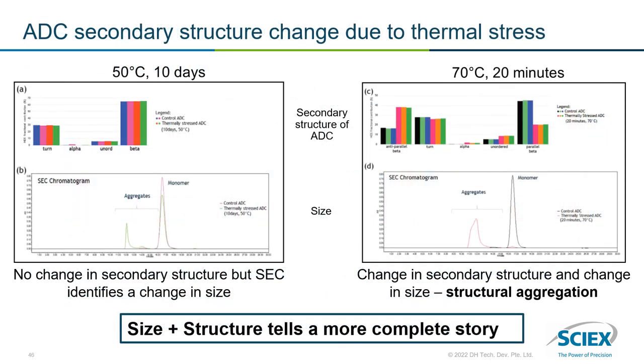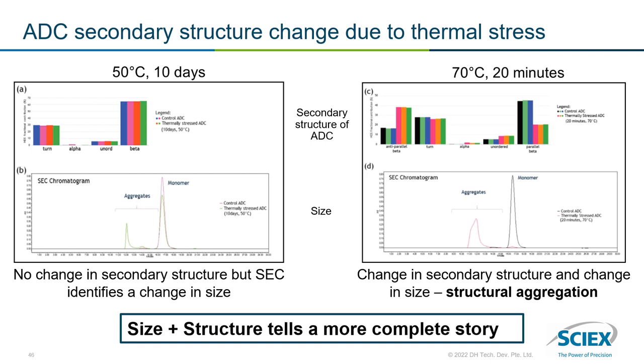This is a thermal stress ADC example. On the left is an ADC which is stressed at 50 C for 10 days, and on the right is the same ADC stressed at 70 C for 20 minutes. In the bottom half of both panels, you can see that SEC is showing the presence of higher molecular weight aggregates, both in the 50 C condition and the 70 C stress. But the high molecular weight aggregates are present at a much higher percentage in the 70 degree C condition.